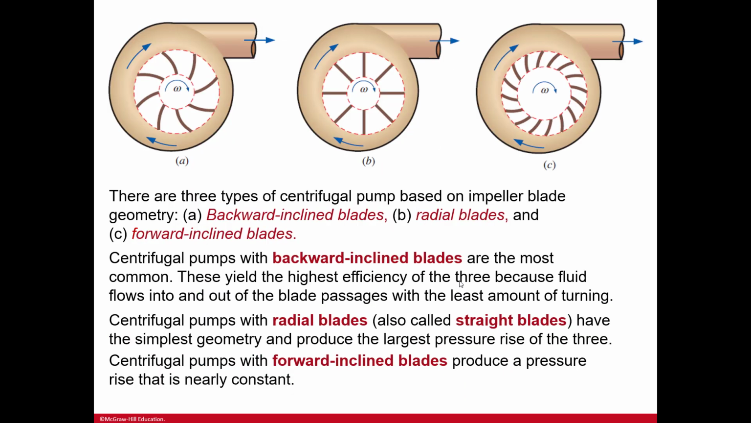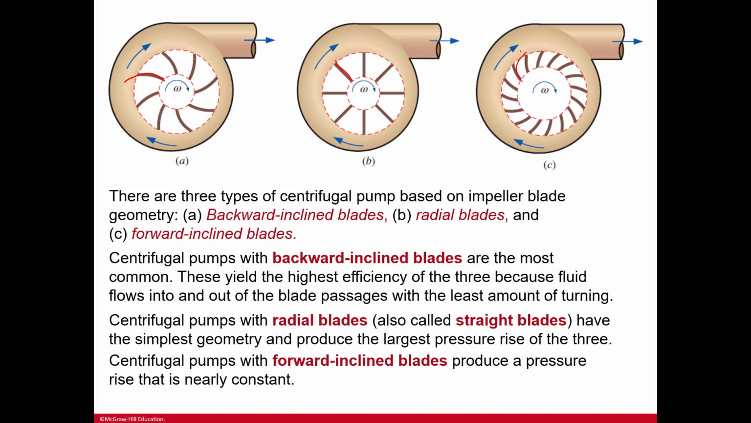So there are 3 types of centrifugal pump based on the impeller blade geometry. You've got a backward incline blade, and you can see that here, so this is kind of like a backward incline. Radial blade, so just straight. And then forward incline is the opposite of A, so it's just going to face forward.